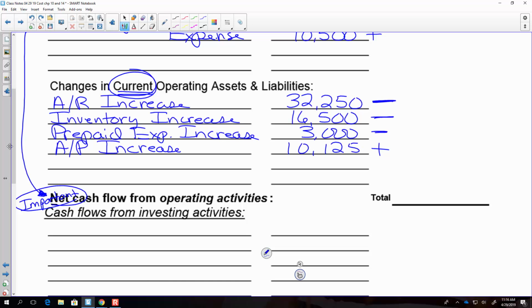And then our last one is wages payable. That went down. Yep. Is that good for cash or bad for cash? Bad. That's bad. I'm not borrowing from my employees anymore. I had to pay them, right? And that difference is 12,000.